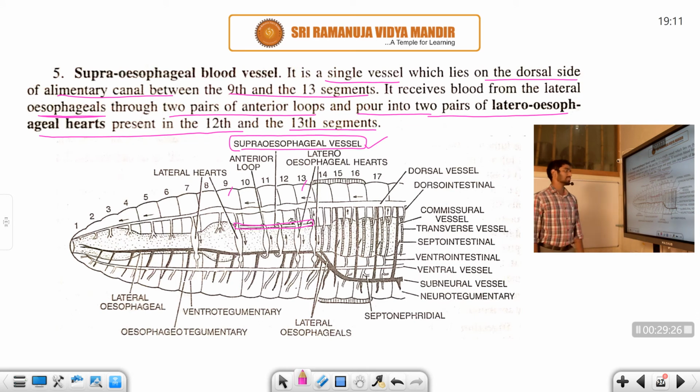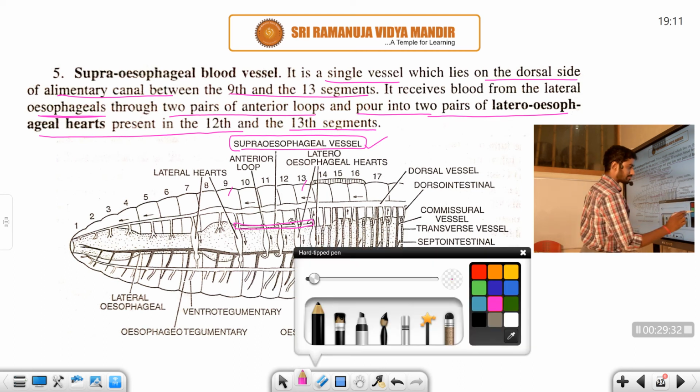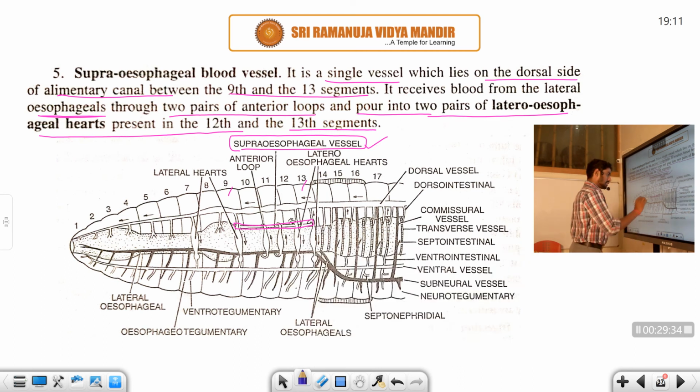So student, what you understand here now is very important. I will change the color to blue. Now you can see this represents the anterior loop, right? Anterior loop. This supraesophageal blood vessel connects the two pairs; this is one pair we are seeing here now.